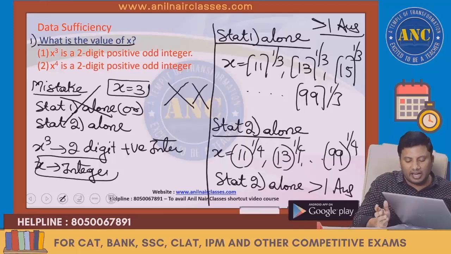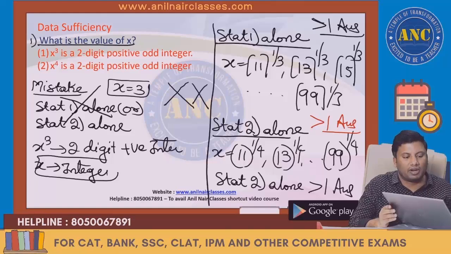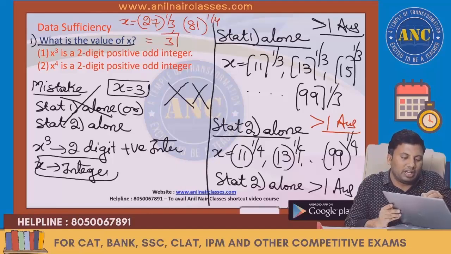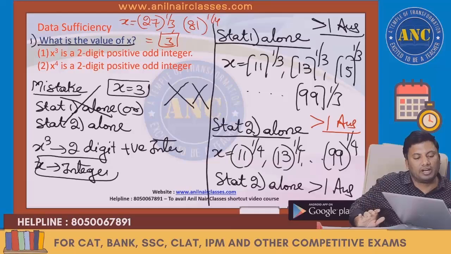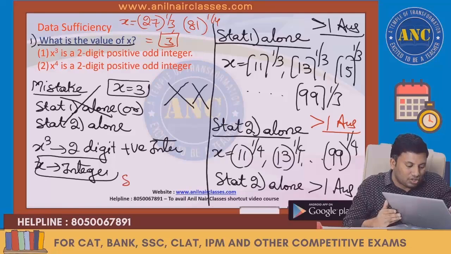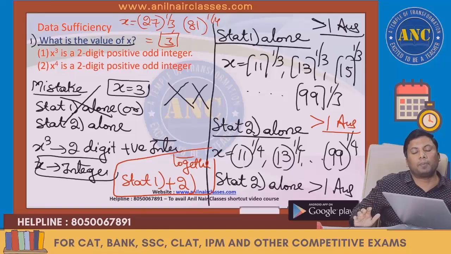Statement 1 alone is giving greater than one answer. Statement 2 alone also is giving you greater than one answer. If I combine both of them, x is 27 power 1 by 3 and 81 power 1 by 4. If you combine both, x is 3. 3 cube is 27, 3 power 4 is 81. So the answer for this question is statement 1 plus 2 together.